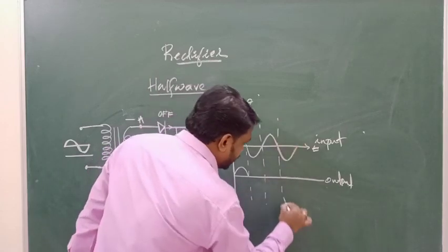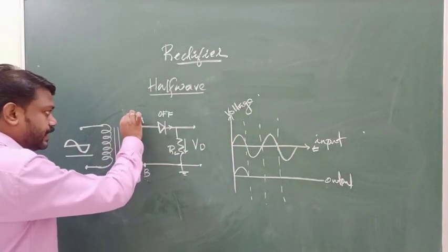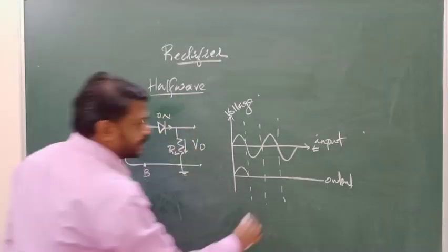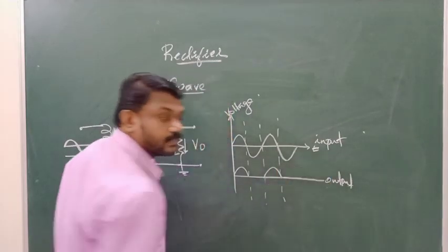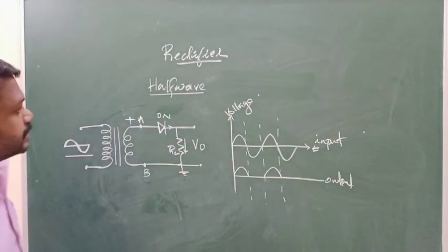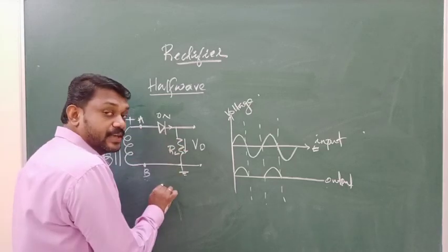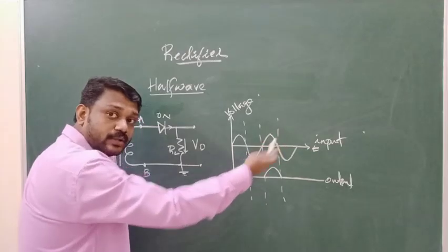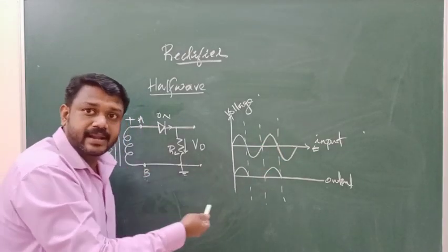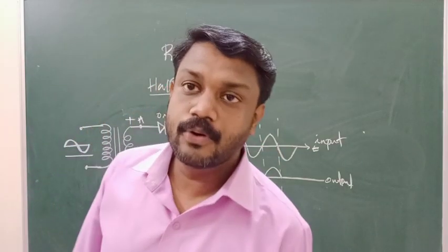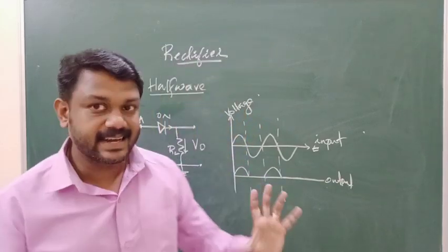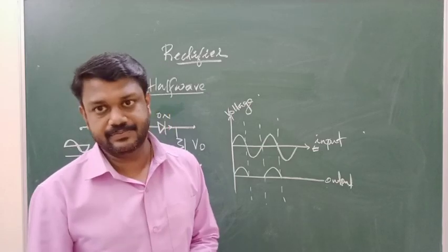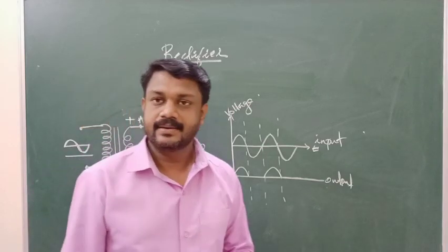After the negative half cycle, what is coming? The positive half cycle. At that moment A will become positive, then the diode will be in the on state, it is conducting, and you are getting output. Which means during the positive half cycles of AC input only you are getting output. The negative half cycles are rectified, but you are not getting output during the negative half cycle. So we can say that it is a half wave rectifier.